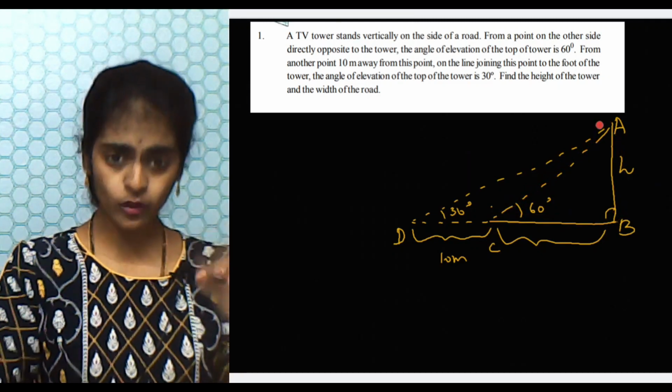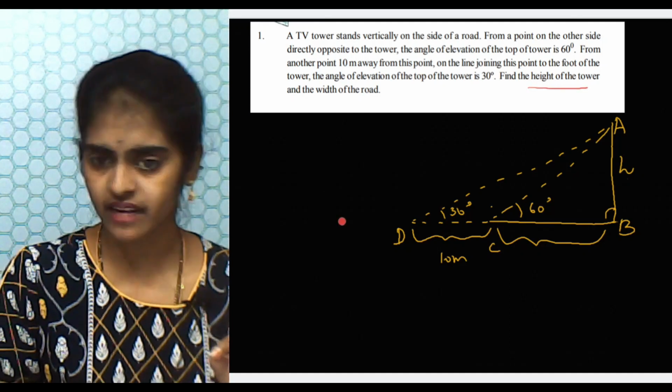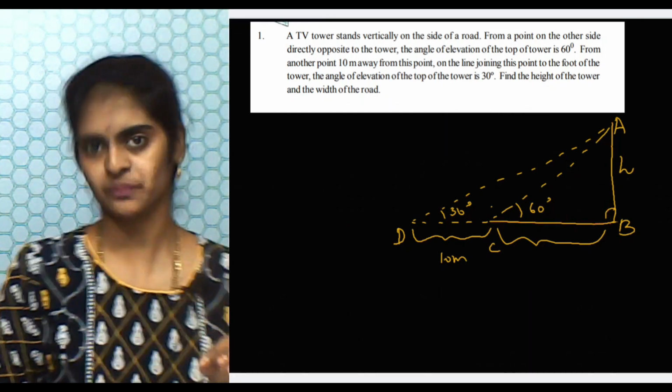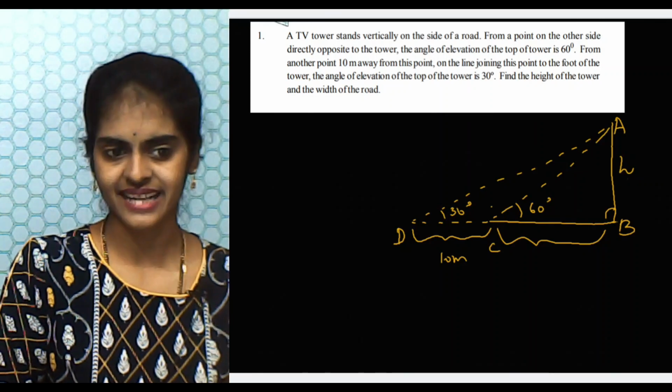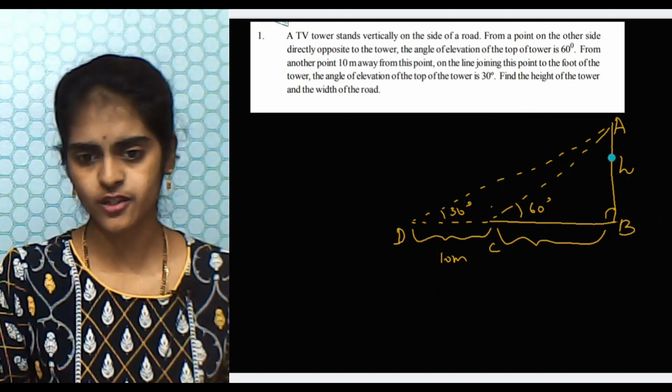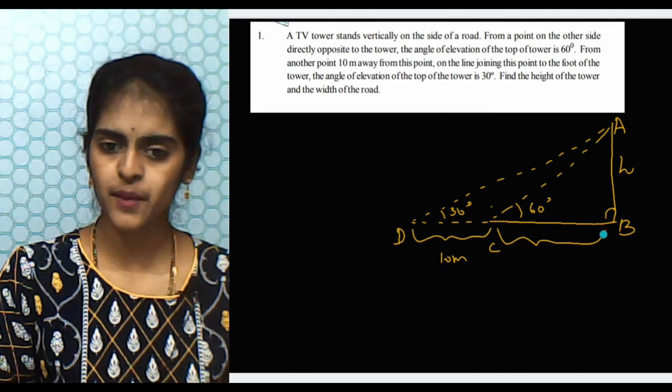So using these two triangles, you have to find the height of the tower, that means this height, and also the width of the road, that means this width of the road. Okay, so come on, let us start the problem now. So let me take one triangle first. So taking triangle ABC.